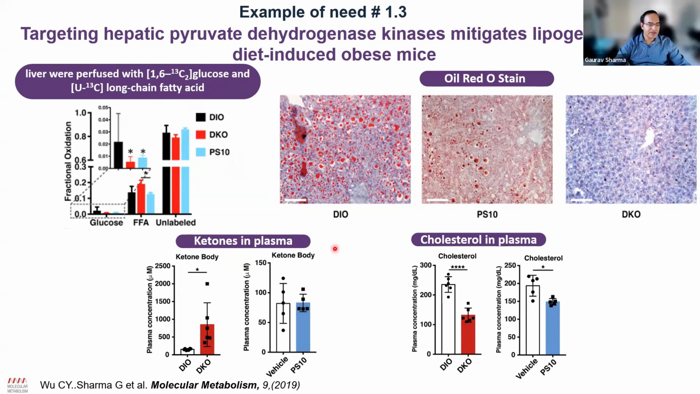And we look at the ketones in plasma, which are far more up in the case of the DKO, whereas in PS10 the ketone body is almost similar, meaning the effect is more severe here. And we look at the cholesterol in the plasma. We see a significant decrease in the cholesterol in the case of DKO, and you also see a decrease in the cholesterol for PS10, the therapeutic intervention group, but the effect is much more severe in the case of the DKO.